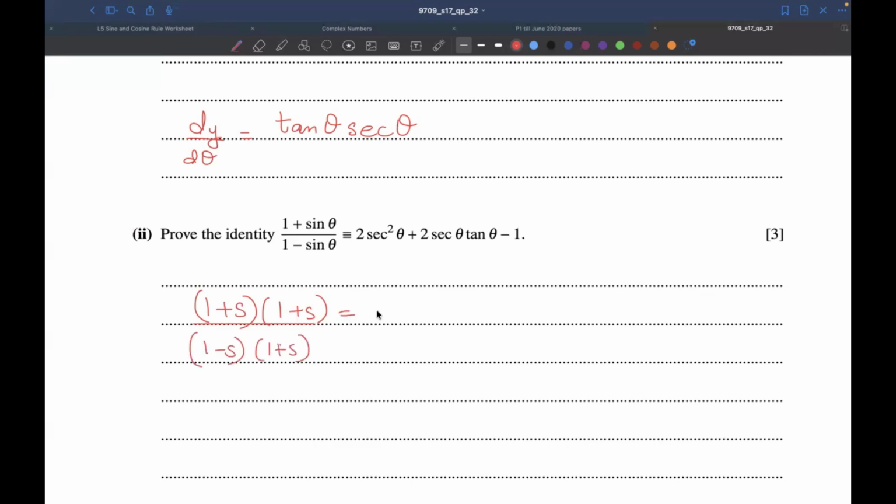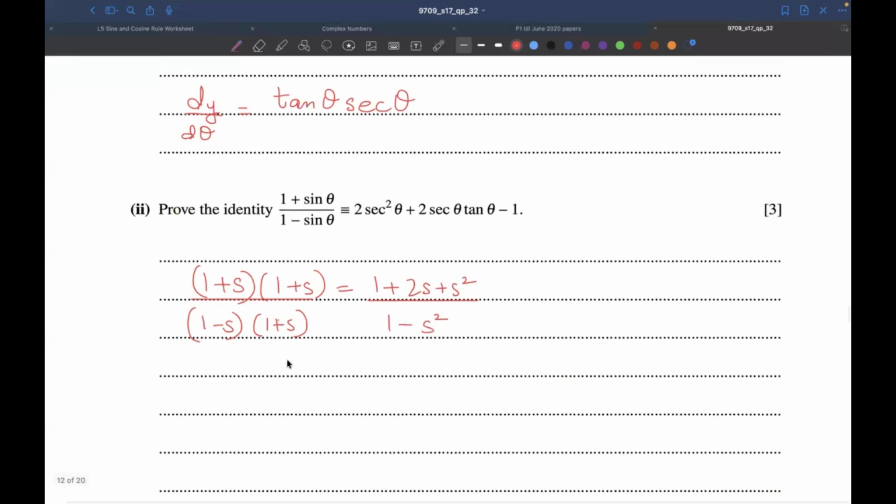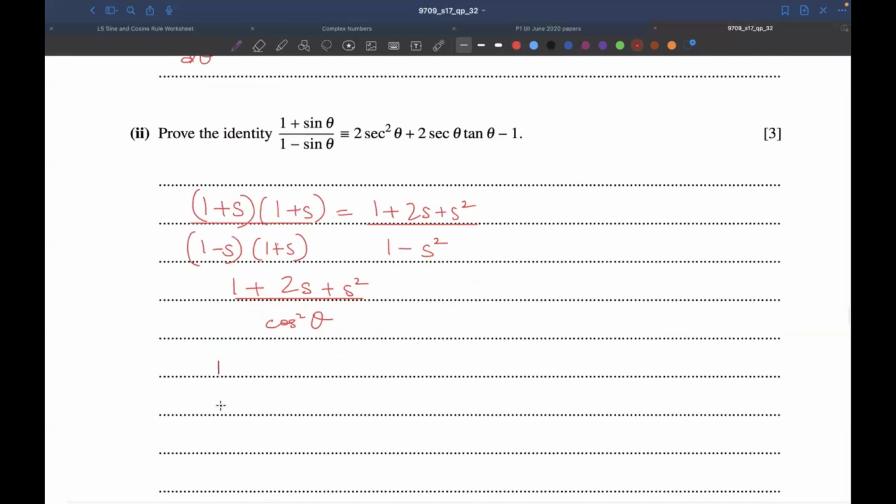So expanding the numerator, we'll get 1 plus 2 sine plus sine square theta, and divided by this will become 1 minus sine square theta. Now 1 minus sine square theta is cos square. So we'll have 1 plus 2 sine theta plus sine square upon cos square. Now we can divide each of the terms by cos square and write it as 1 upon cos square theta plus 2 sine theta upon cos theta into cos theta, and then plus sine square upon cos square theta.